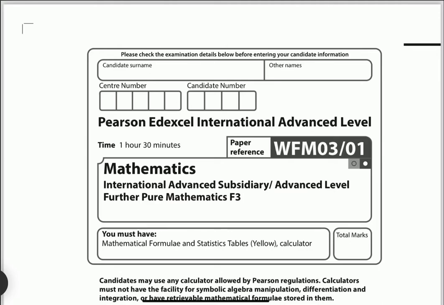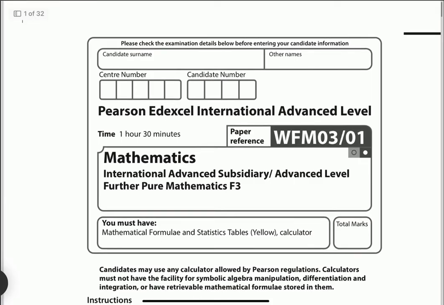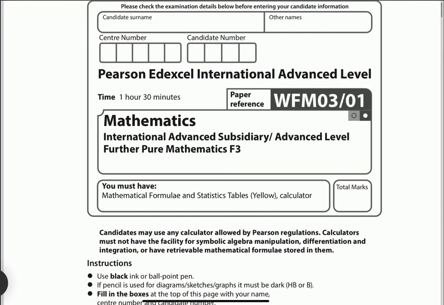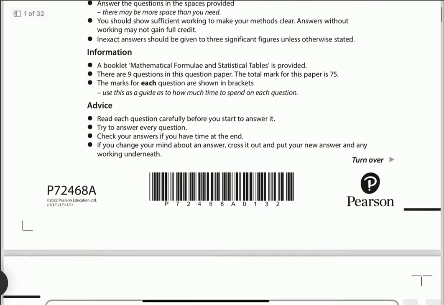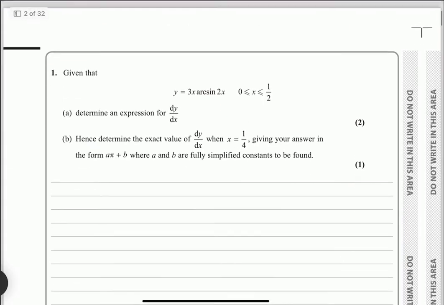This is the updated version of the January 2023 paper. It was an hour and a half. You were allowed the formula booklet and a calculator. Jumping straight into question number 1.